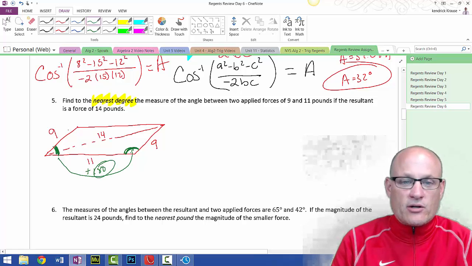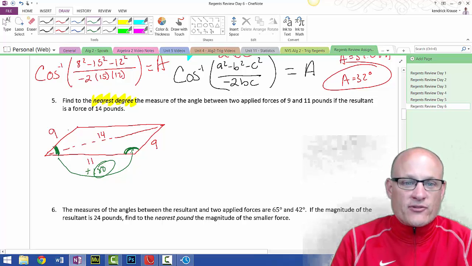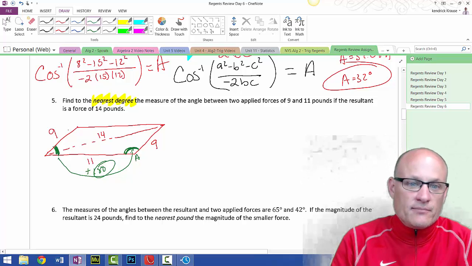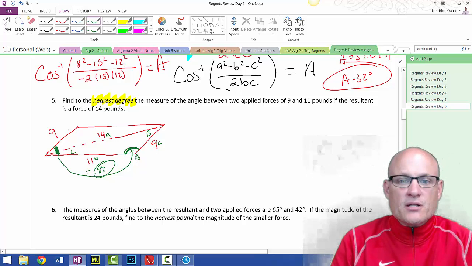They add to 180. Okay, so I know those two angles are going to add up to 180. So how do I find this angle? Well, we're going to call this A and little a. And we're going to call this little b and capital B. And we're going to call this little c and capital C. So we're going to use that same formula.